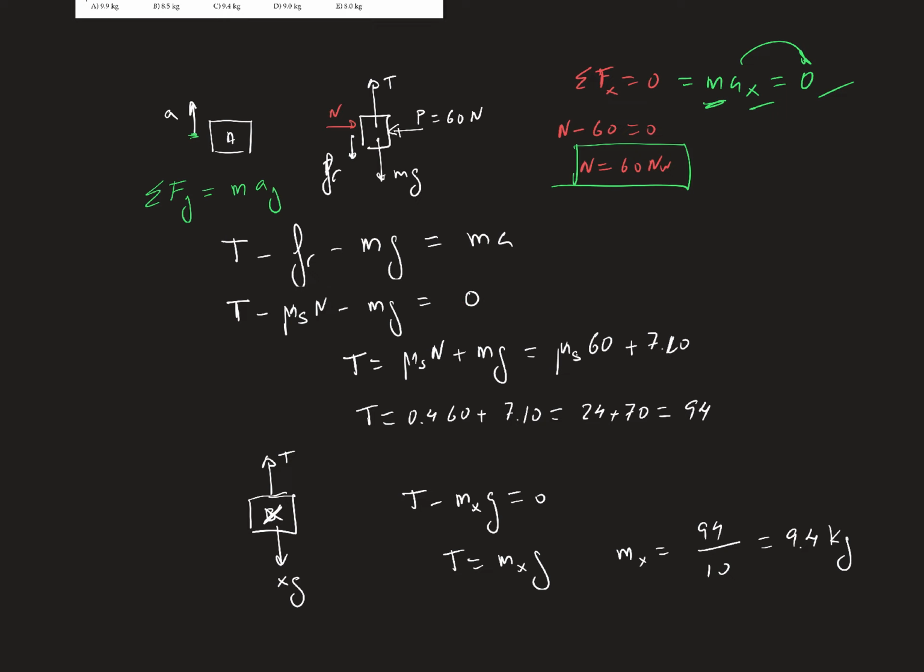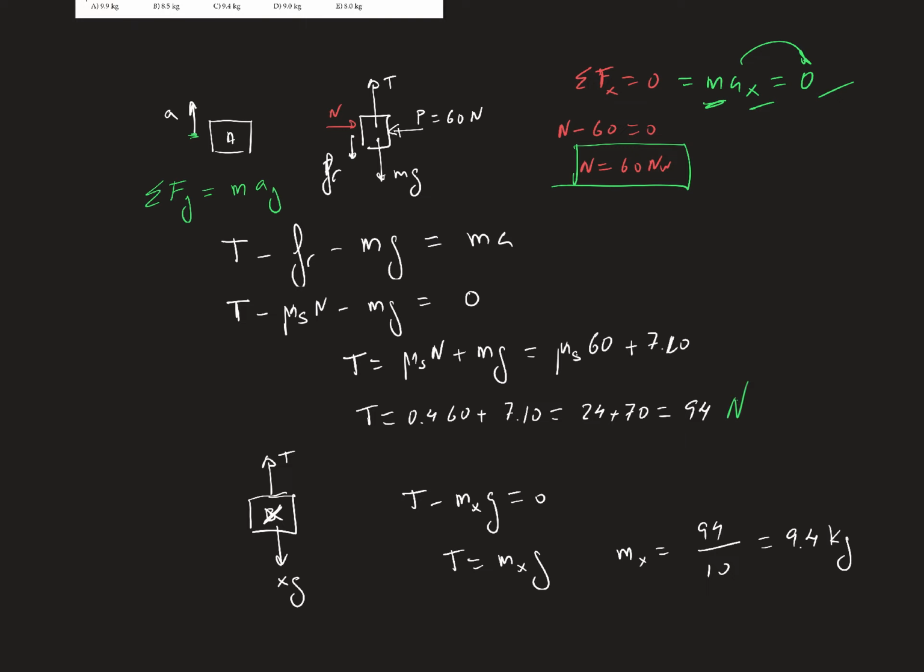So T minus mu times the normal minus mg equals zero. This allows me to find the tension. The tension is mu_s times N plus mg, solving for T. So mu_s is 0.4, times N is 60, I found it here, plus m is 7, 7 times 10, 70. 0.4 times 60 plus 70 is 24 plus 70. 24 plus 70 is 94 newtons of tension force going upwards.